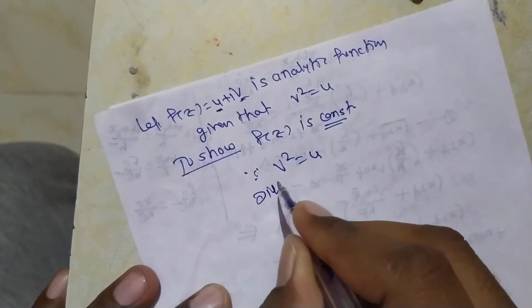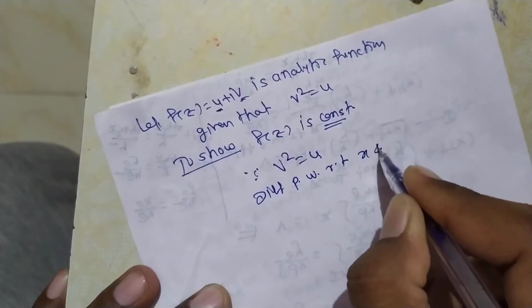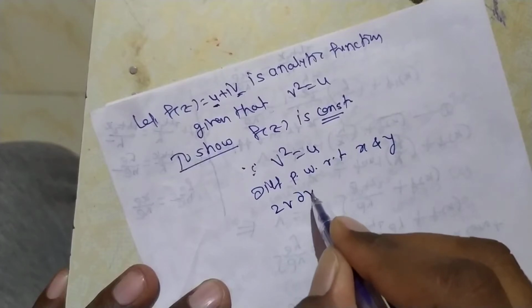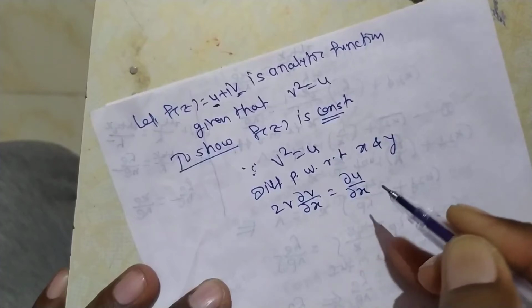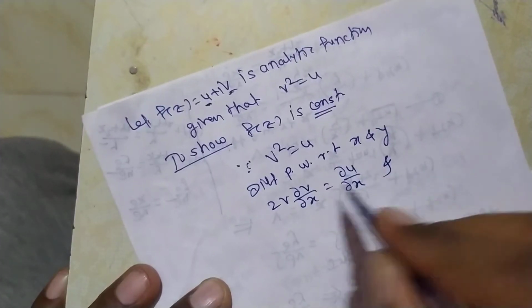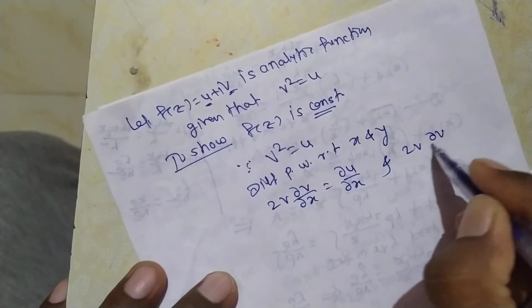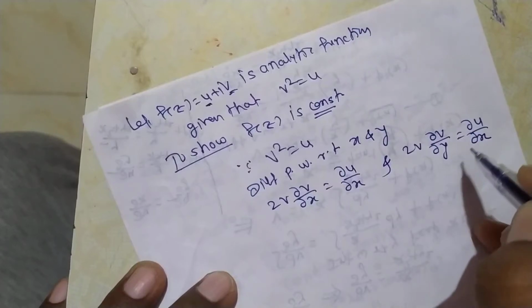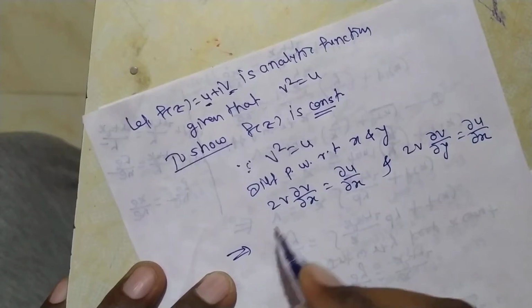So differentiate partially with respect to x and y. Derivative of v square we can write 2v into ∂v/∂x is equal to ∂u/∂x, and derivative of v square with respect to y is 2v into derivative of v with respect to y, ∂v/∂y, is equal to ∂u/∂x.